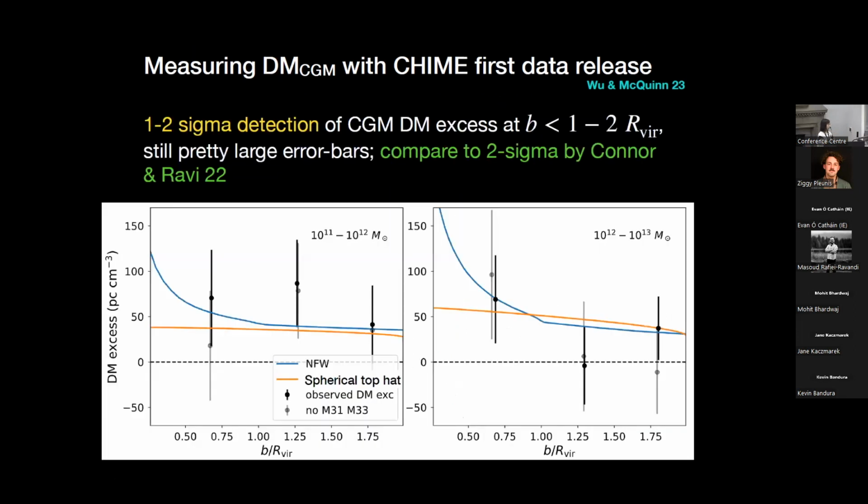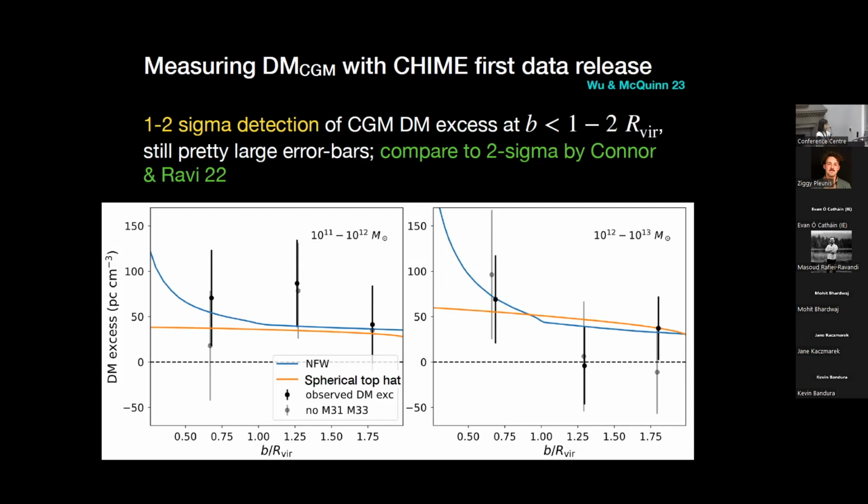So then this is the money plot of our paper. This is showing the DM from the CGM as a function of impact parameter normalized by the halo virial radii. So we divided the halos into two samples. One is 10 to the 11 to 12 solar masses. The other is 10 to the 12 to 13 solar masses.